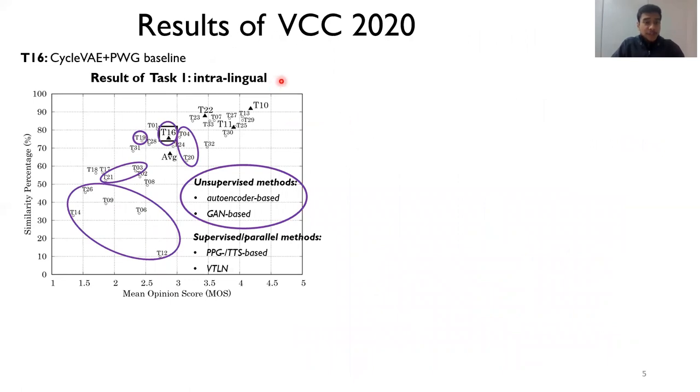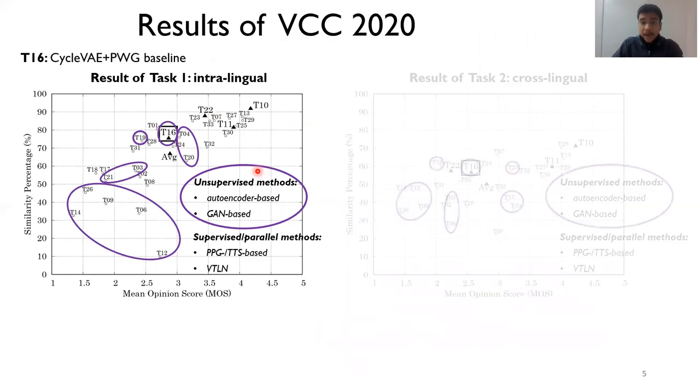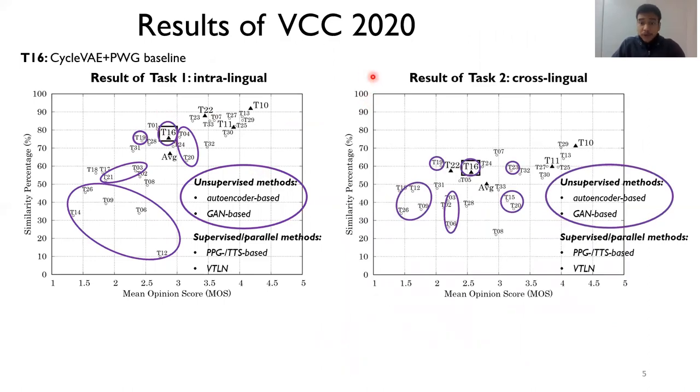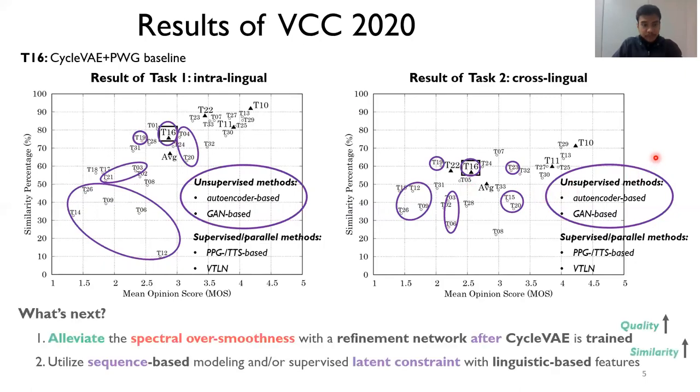This is the result of Task 1, the intralingual. Our system is T16, and it can be seen that our system provides higher than average speaker similarity and average naturalness. And in the case of the unsupervised methods, we can provide very good performance in this category. And this is the result for Task 2, the cross-lingual, and it can also provide higher than average speaker similarity while slightly lower than average naturalness, while providing very good performance for the unsupervised methods category.